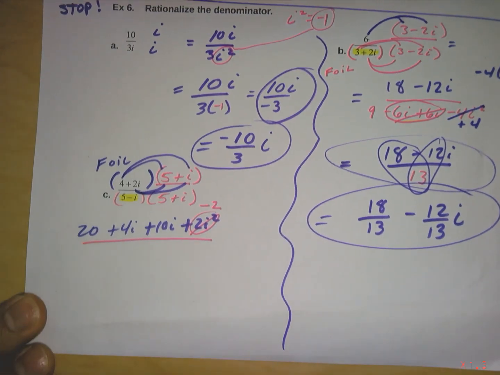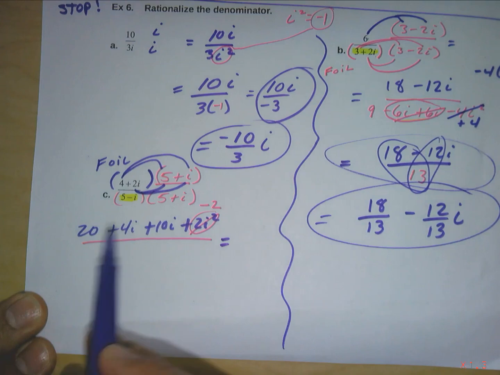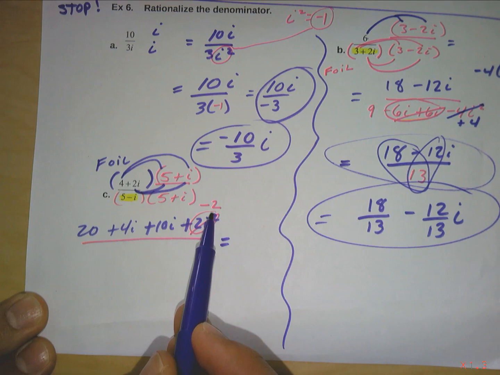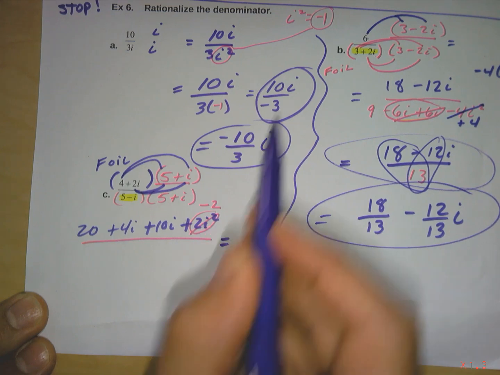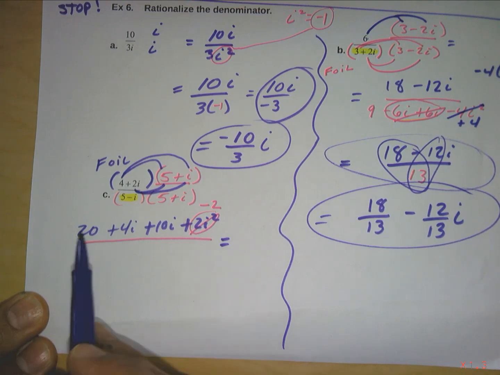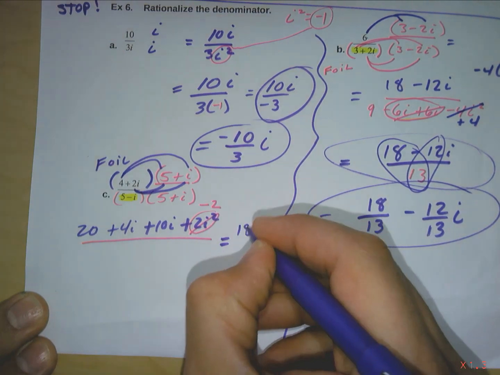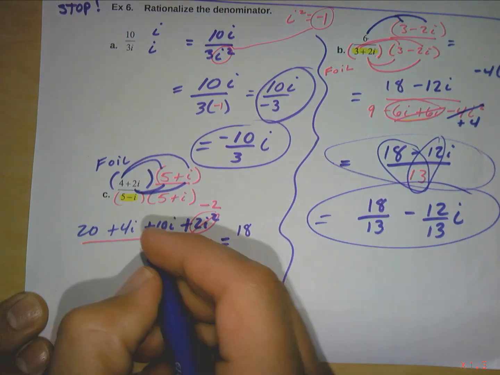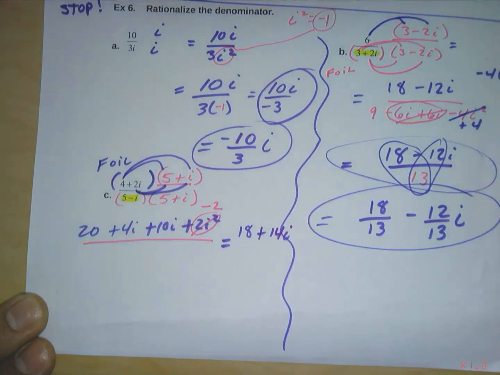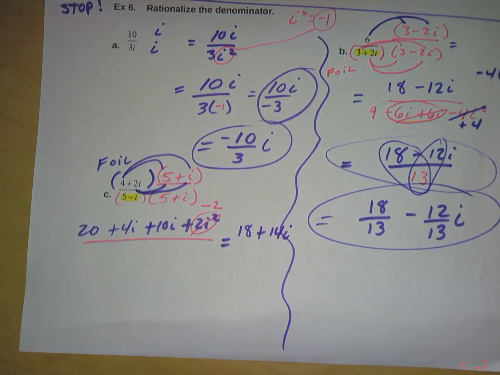So I'm going to combine my like terms now. So I have 20 minus this 2. Is everybody okay with how I got -2 here? This is 2 times i squared. i squared is again -1. So it's just -2 really in disguise. So 20 minus 2 is 18. And then I have 4i and 10i. That's what, 14i? So far, so good? Any questions on how I got 18 plus 14i?